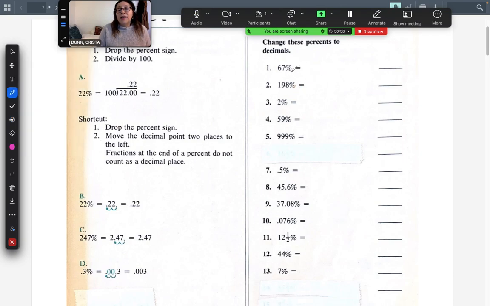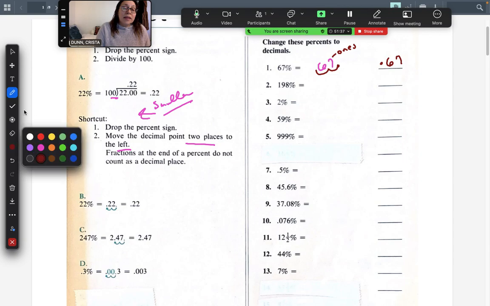So here I've got 67%. Of course, I'm going to move it how many places? 2 places, right? Everyone say 2. 2 places. Why? Because 100 has 2 zeros, and that's what I'm dividing by. And 2 places, where? To the left. Smaller, right? We're making the number smaller. And so I have 67. Here's my ones place, right? My ones place is here. And so I'm going to go 1, 2. So my answer is 0.67.